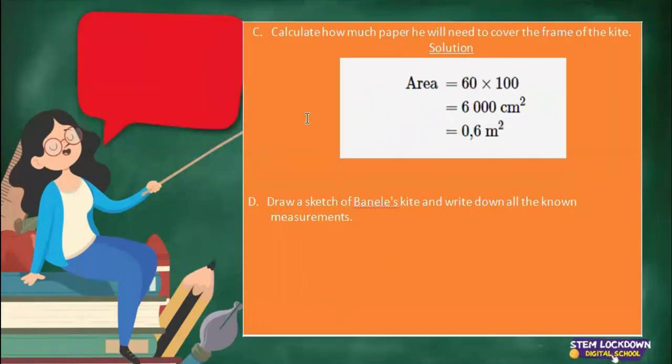Question C says, calculate how much paper you will need to cover the frame of the kite. How much paper will you need to cover the frame of the kite? So how do we find the area? In this case, we find the area.